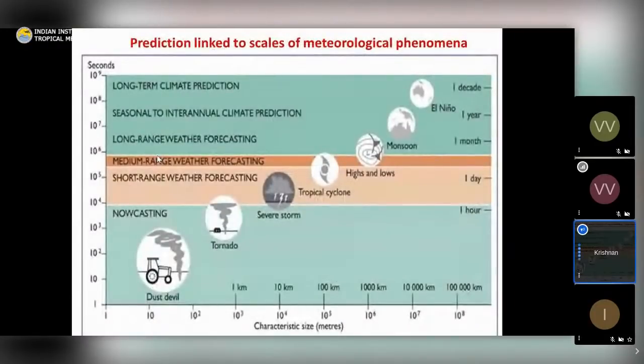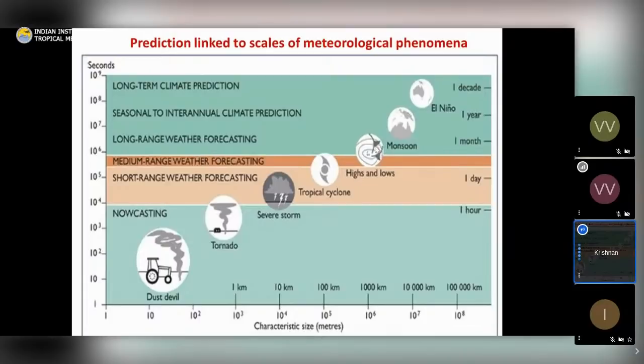And prediction, when you talk about weather or climate prediction, also depends on the scales. You have space and time scales going from meters to several tens of thousands of kilometers, and also scales going from seconds to years and decades. So when we look at different phenomena, you have short time scale processes like tornadoes, where it is mostly nowcasting, or dust devils, and tropical cyclones, severe storms, and highs and lows, they come in the short and medium range weather forecasting.